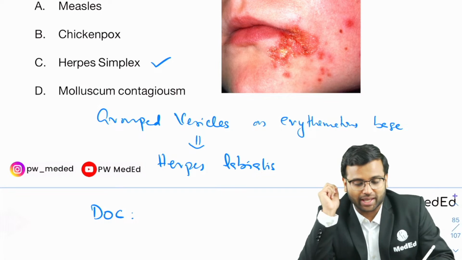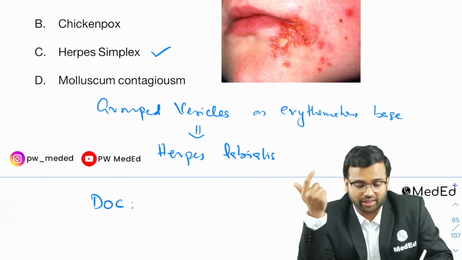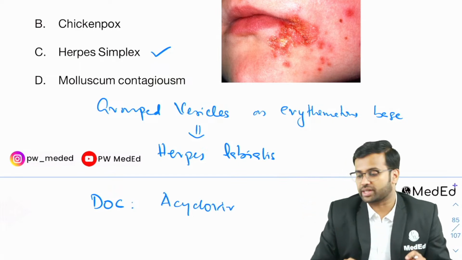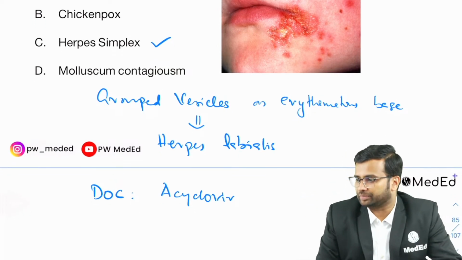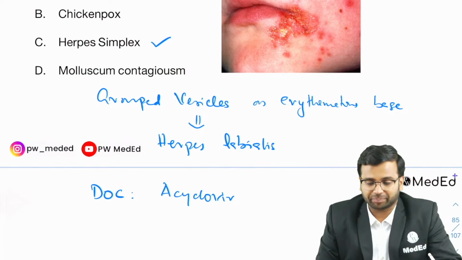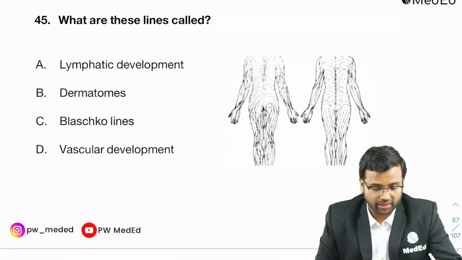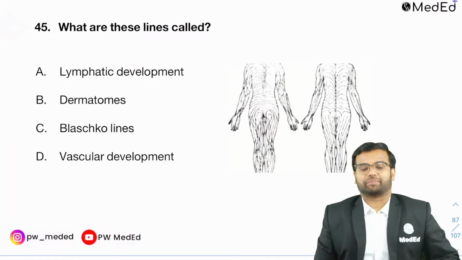The drug of choice can be an antiviral drug called acyclovir. So the drug of choice can be acyclovir. Is it clear? So very good. Satyajit is also answering. Excellent. So now let's move to the next one.